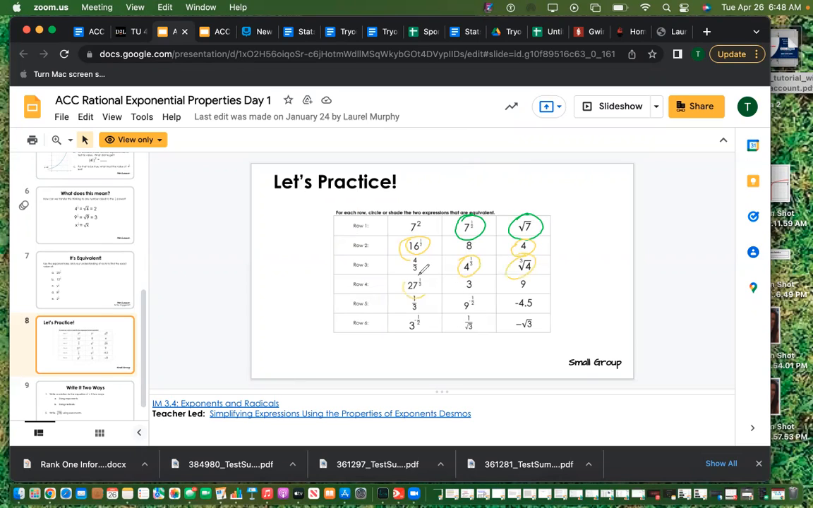And this one, and this one, and this one, and this one, and this one. Okay, so those should have been your answers. Remember, if it has a negative exponent, it's going to flip over to the bottom.